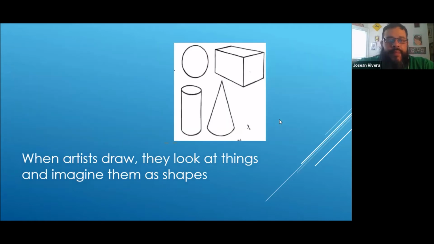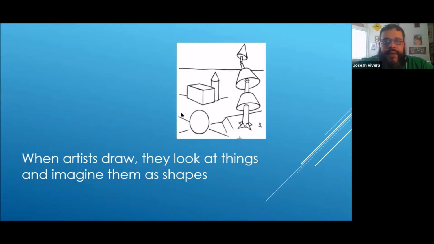So let's look at another example. Right here we can see 4 different forms. A form is a 3D shape. There is a sphere, a cube, a cone, and a cylinder. Let's look at how this artist used these to draw his picture. If we're looking at it right now, it doesn't look like much. We just see some shapes. We see the sphere over here, the cube, cylinder, and cone in the background. And in the foreground, we see cylinders and cones, including parts of cones.